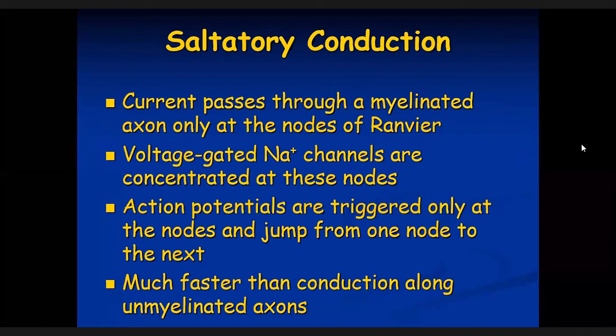So you can see that in saltatory conduction, current passes through a myelinated axon only at the nodes of Ranvier. So without your myelin sheath, there will be no conduction of your action potential. The myelin sheath is the one that conducts, no, your electrical impulses. It is said that sodium channels are concentrated at the area where the myelinated axon is, at the nodes of Ranvier. You can see that the action potential jumps to the next, meaning to say, it goes from one node of Ranvier to another node of Ranvier.